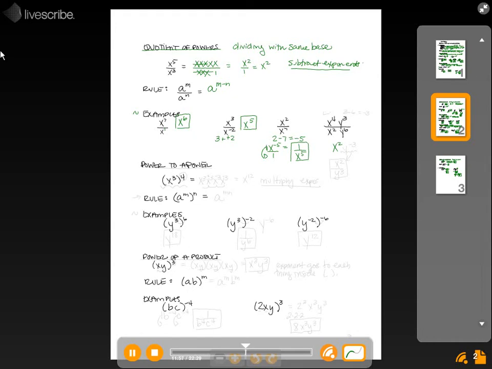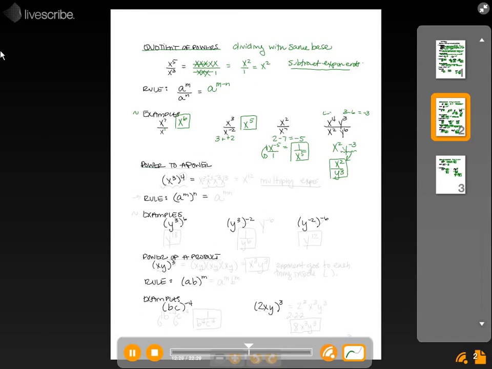For the y's, it's 3 minus 6, which is negative 3. So we get y to the negative 3. Well, again, we can't have a negative exponent, so this part and this part only, the y to the negative 3, is what's going to move to the bottom, because the x doesn't have a negative exponent. So it's going to become x squared over y cubed. And there's our answer to the problem.